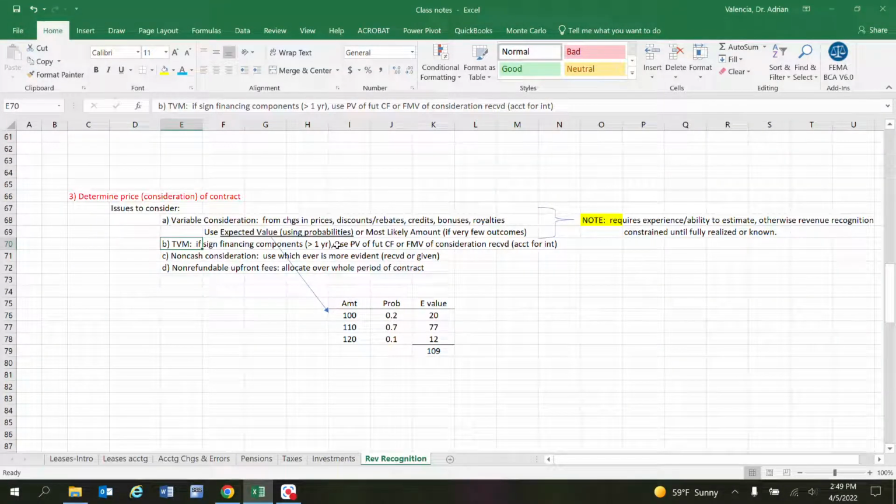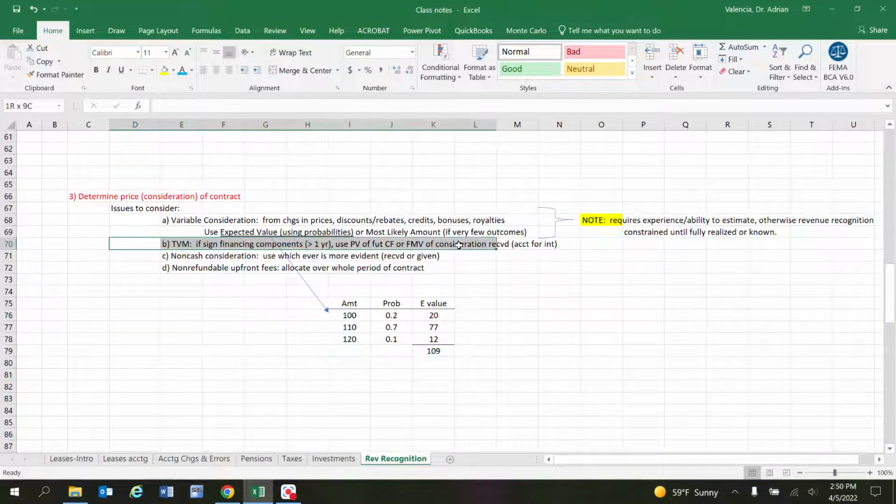This goes back to the idea of you can value the transaction based on what you give or what you get. So the idea is you can do a present value of future cash flows, or you can use the fair market value of what is received by the customer, whatever is more evident. But in any case, you need to take into account the time value of money for periods over a year. And that again can affect the amount or the price of this contract.